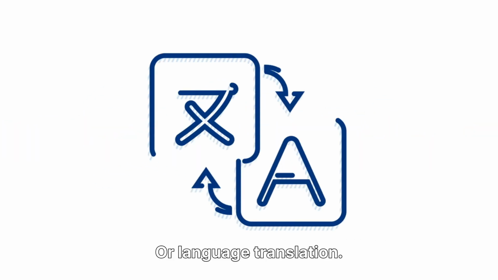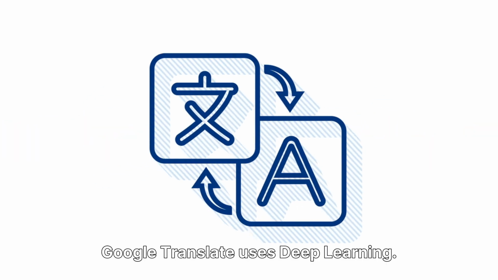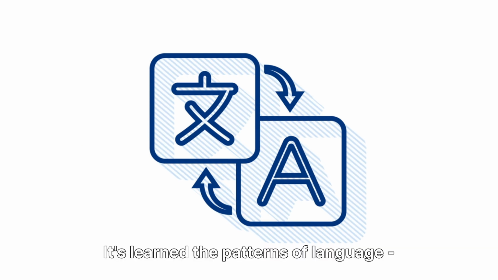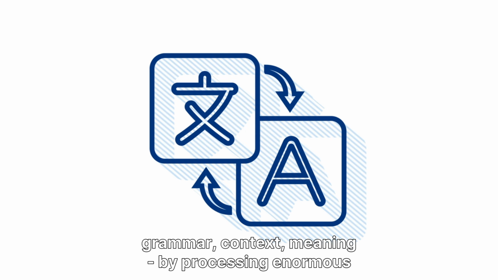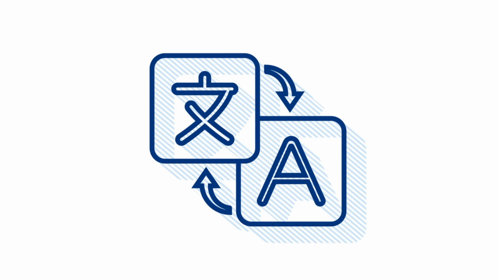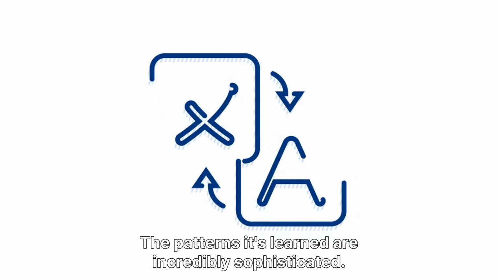Or language translation. Google Translate uses deep learning. It's learned the patterns of language, grammar, context, meaning, by processing enormous amounts of text in multiple languages. The patterns it's learned are incredibly sophisticated.